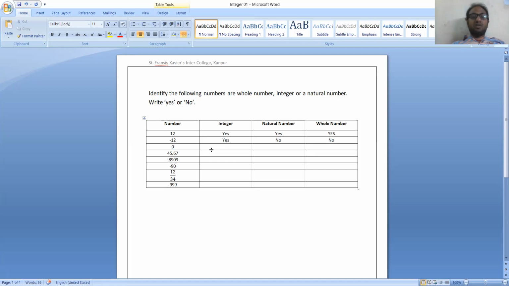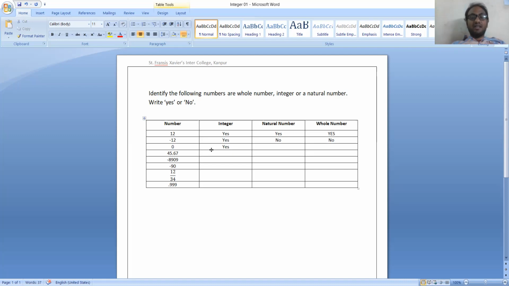Again, zero. Now zero comes. You know that in integers, we include all types of numbers: negative numbers, positive numbers, and zero. So yes, zero comes in this category. That's why zero is also an integer. Very good, students. I hope you have understood each and everything. And if you find any difficulty understanding, please let me know.